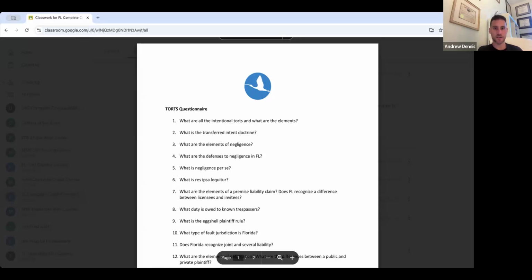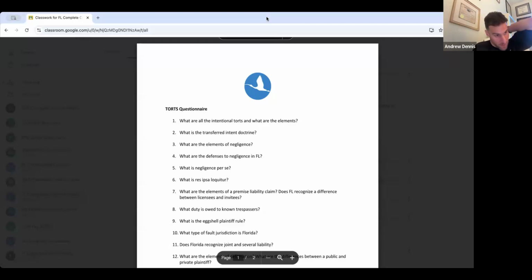Transferred intent doctrine. That means you can transfer tort to tort, or you can transfer person to person. So if Tommy intends to punch Johnny, Johnny ducks it, and then Tommy hits Susie, well, Susie will be able to prevail, saying that Tommy had the requisite intent to form assault and battery, even though it was intended to be on Johnny and not Susie. So that's person to person.